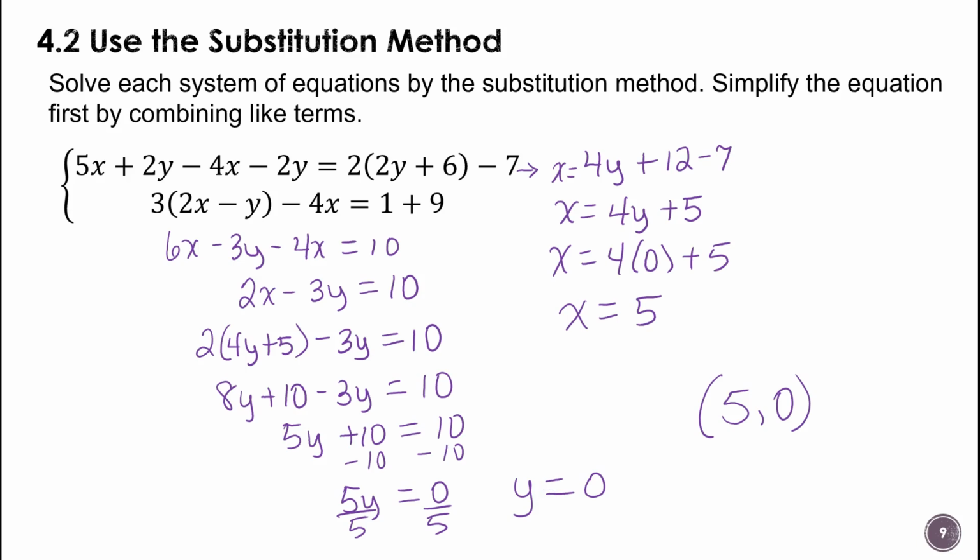And I believe that is the end. Yes, it is. So we're going to stop right here. This is going to be the second video for section 4.2, and we're done with this section.